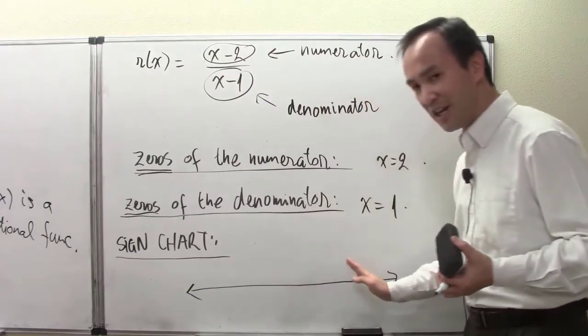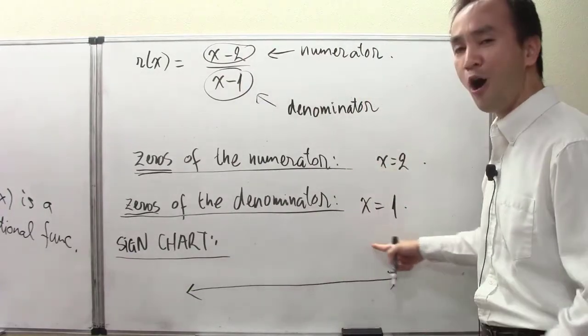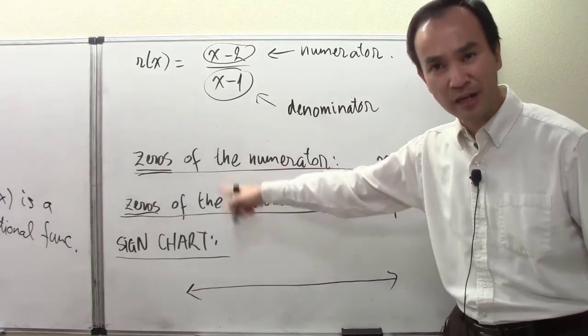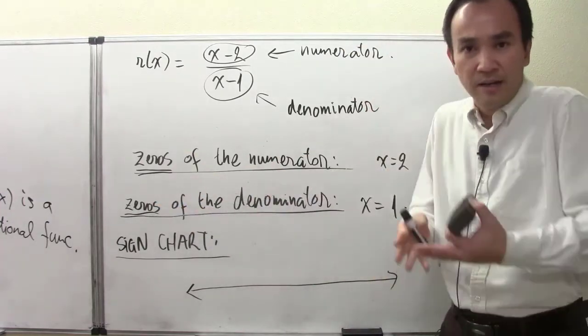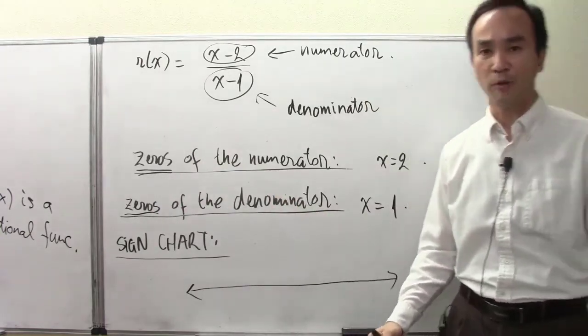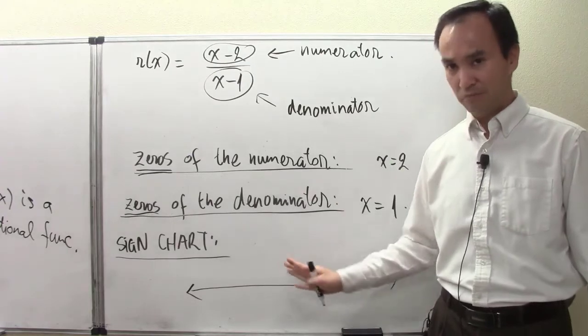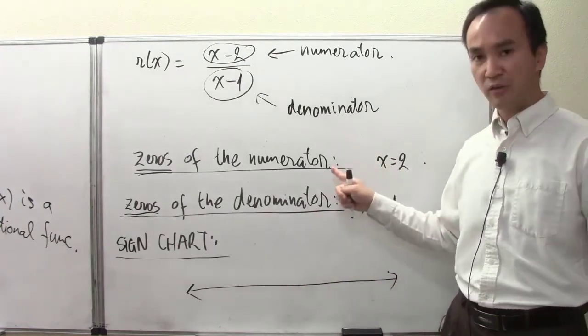On this sign chart, imagine the line of real numbers. I'm going to put all zeros of the numerator and denominator together in increasing order from left to right. You have seen this idea back when we were solving polynomial inequalities, so we're going to use that exact idea here again. Now we're just going to extend it.